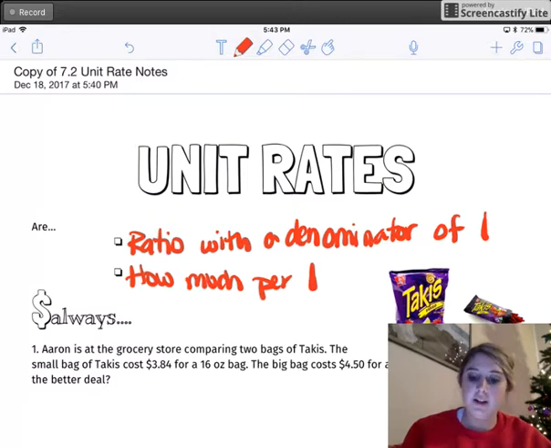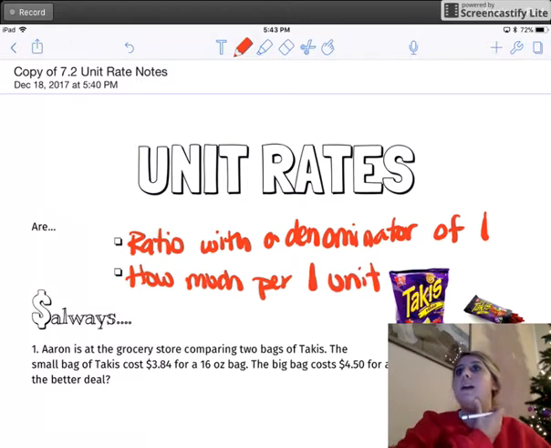So a lot of times we're talking about, how much money do I need to spend per ounce, or how many cookies do I need to bring per student? All of these things help us think about the world a little bit more mathematically.